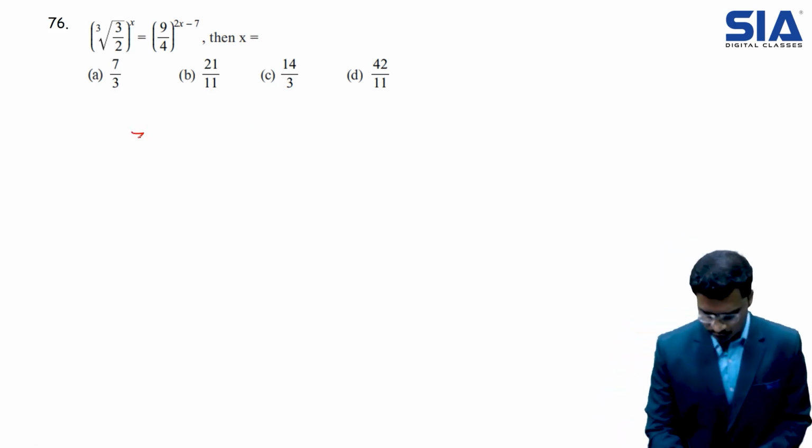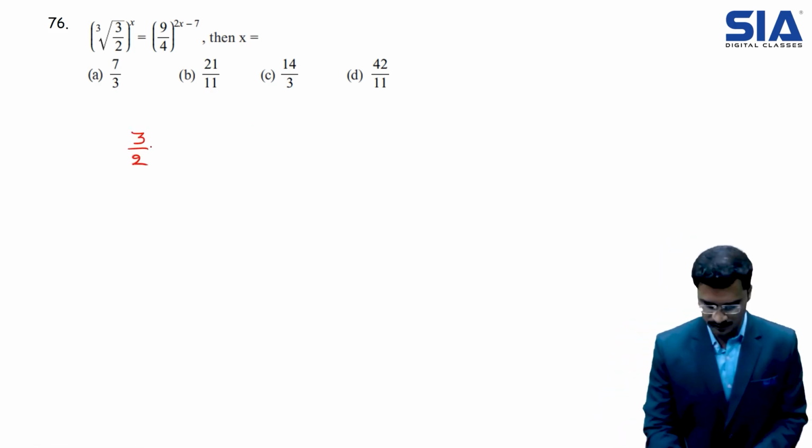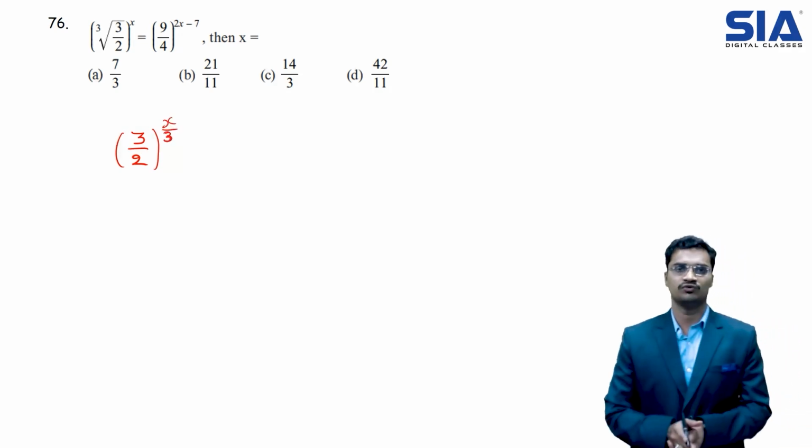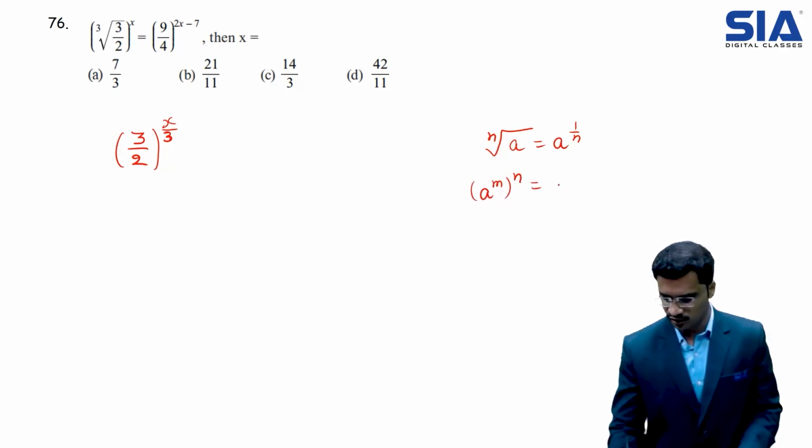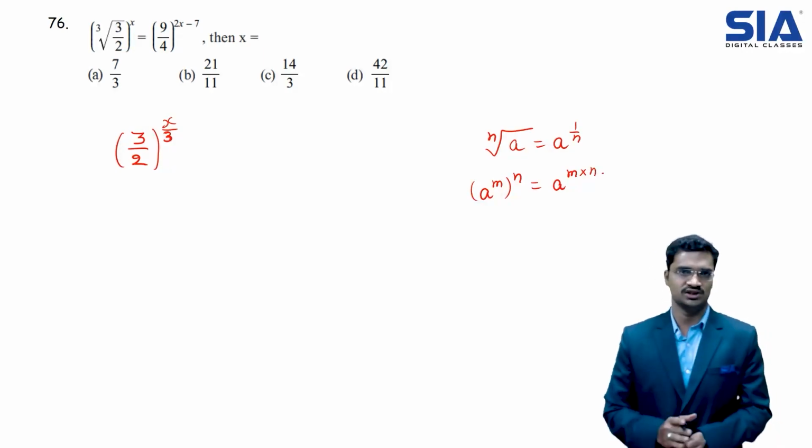So I can write cube root of 3 by 2 in the form of 3 by 2 whole to the power of x divided by 3, because cube root will become x by 3, as we know that nth root of a will become a to the power of 1 by n, and we also know that a to the power of m whole to the power of n will become a to the power of m into n. We are using these laws of indices.